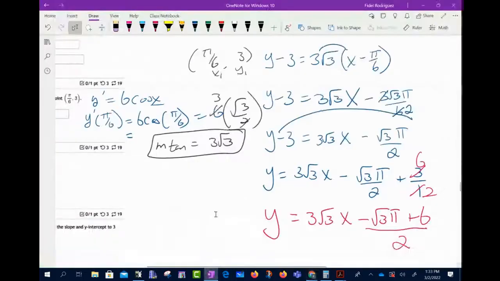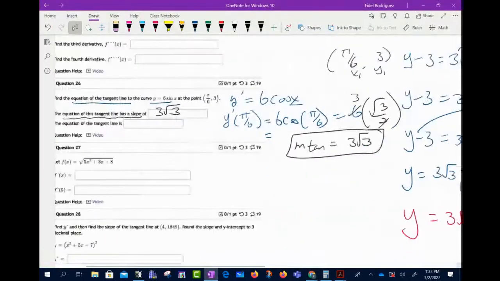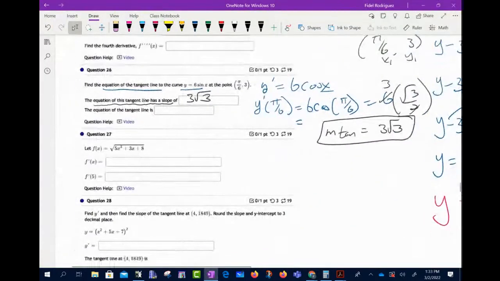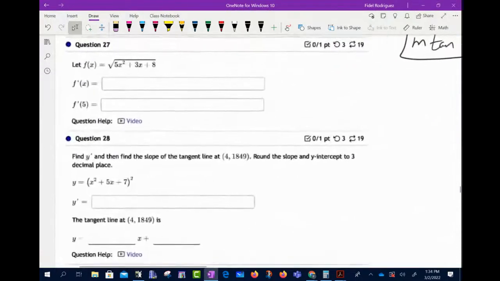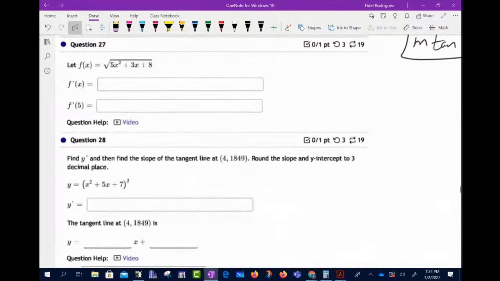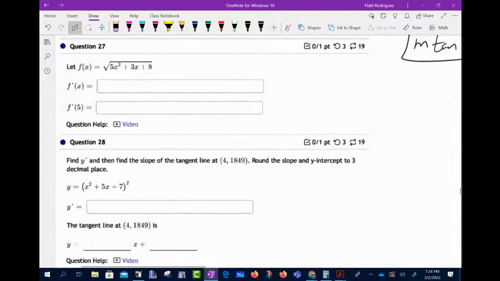Okay, so let's keep moving along here. Let's see. Question 27 or 28? Anybody want either one of those two? Both of them? One of them? Neither of them? You guys tell me.